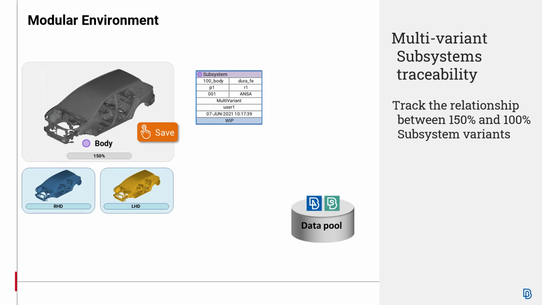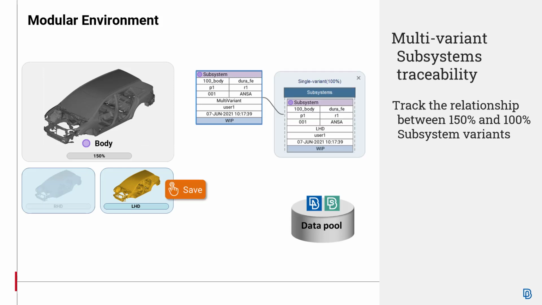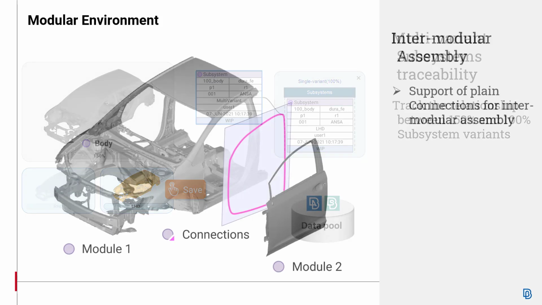We have also enhanced the management of model variants through the effective tracking of the relationship between multivariant and single variant subsystems. A lifecycle reference is created when a 100% variant is generated and saved in DM, starting from the 150% variant of the model. This can be seen both in the DM browser and in the lifecycle graph.